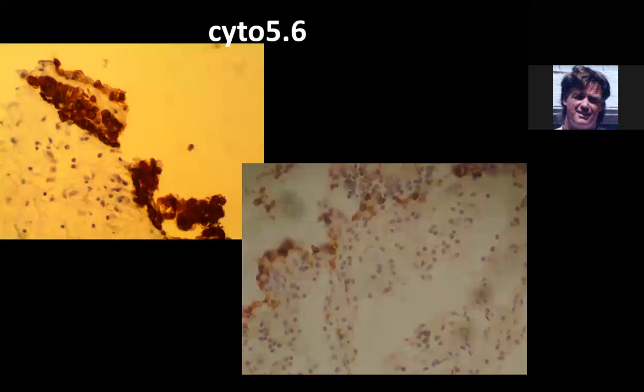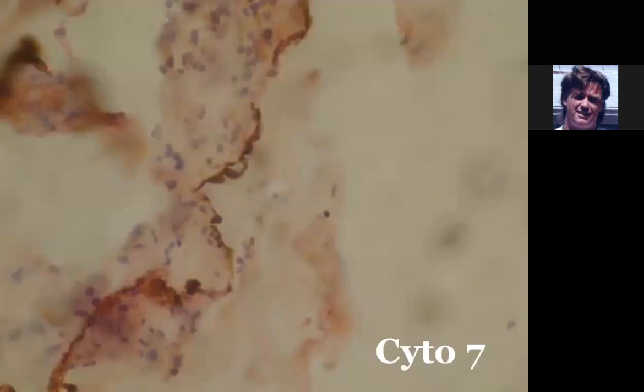We did immune staining in this case. Cytokeratin 5/6 was positive in the tumor cells or the lining. And this is cytokeratin 7 that also was positive in the lining epithelium in the Rathke's cyst. Cytokeratin 19, I want just to mention for 1 minute.